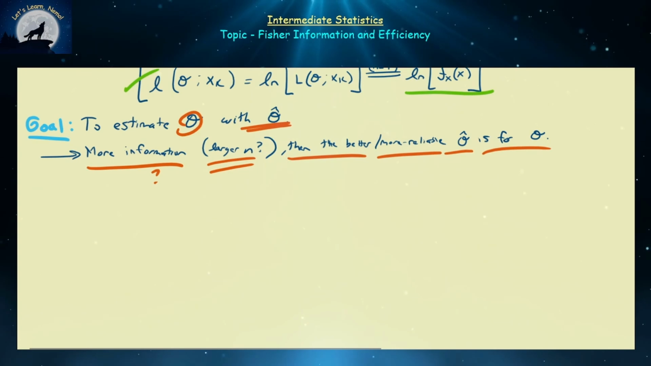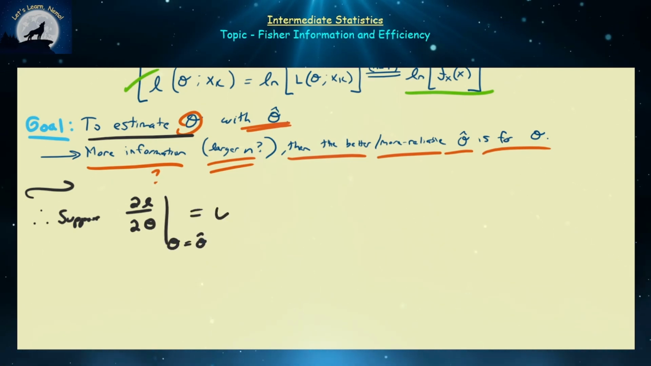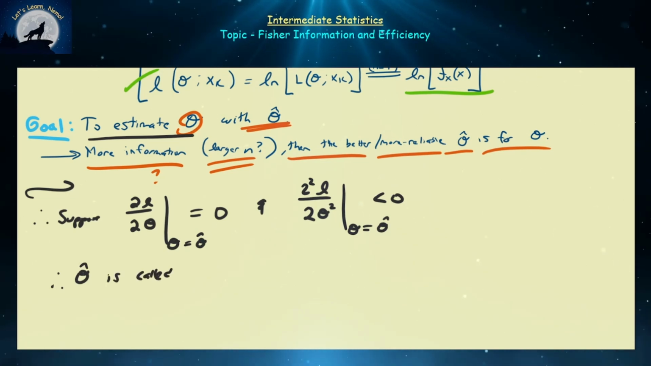Let's also mention a couple other things, because keep in mind we want to estimate theta with theta hat. So how do you find theta hat? Well, suppose that the partial derivative of the log likelihood function with respect to theta, evaluated at theta equal to theta hat, is equal to 0. And also let's assume that the second partial derivative of the log likelihood function with respect to theta, evaluated at theta equal to theta hat, is negative. Then this theta hat value is called the maximum likelihood estimator for theta.